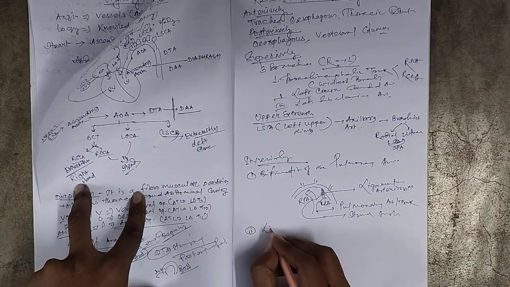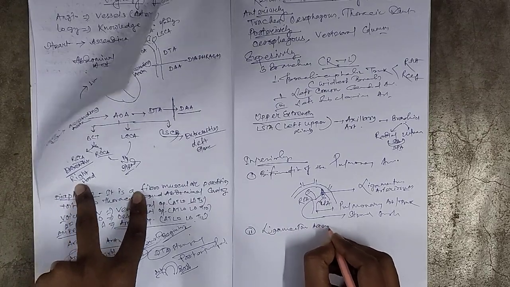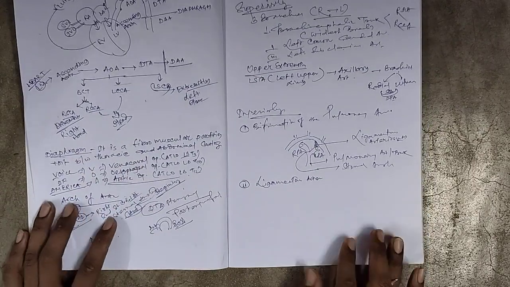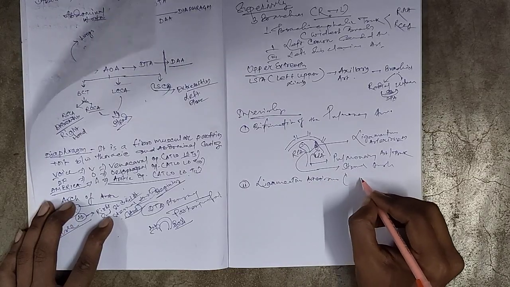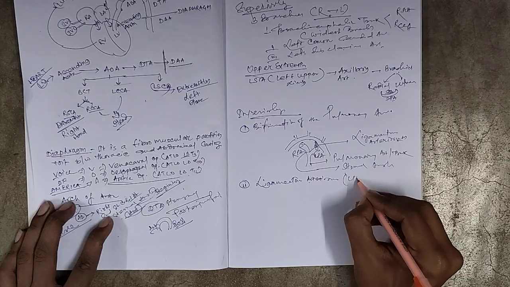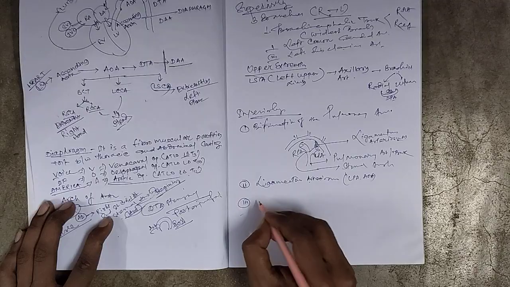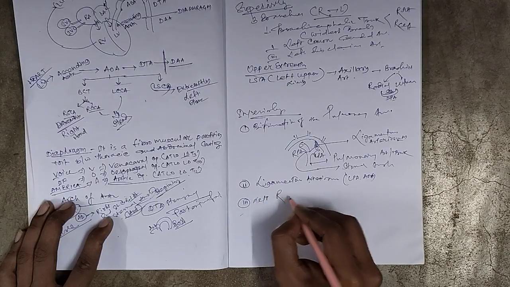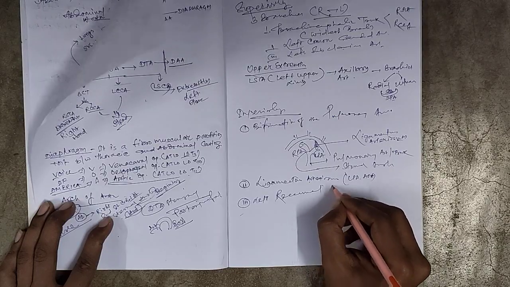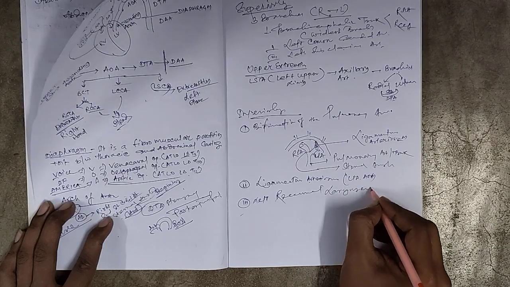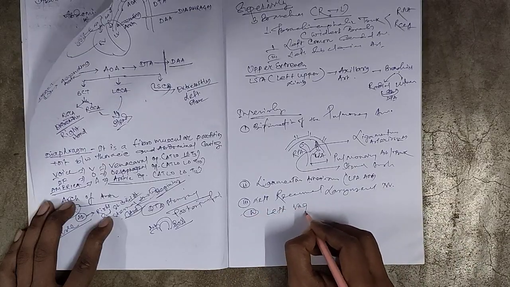Number two structure is the ligamentum arteriosum, which connects the left pulmonary artery and the arch of aorta. Number three, the left recurrent laryngeal nerve, and number four, the left vagus nerve.